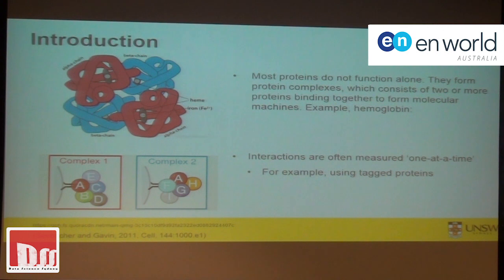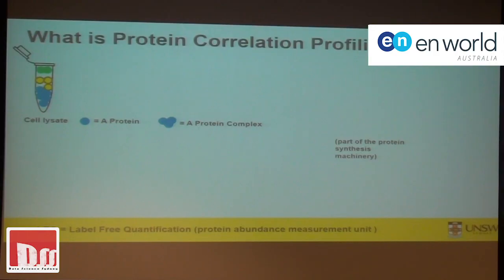One problem with measuring interactions is that they are typically measured one at a time. So they tag one protein and measure the interaction partners of that tagged protein, and that needs to be repeated many times. So here comes protein correlation profiling. It measures many interactions at the same time. We start off with mashing up the cells, which releases the protein complexes. In this diagram, a circle represents a protein, and several circles stuck together is a protein complex. Then we separate these protein complexes by size, into 40 fractions or 40 bins.